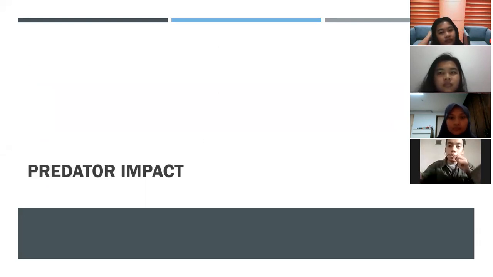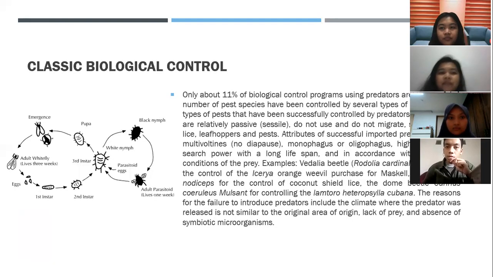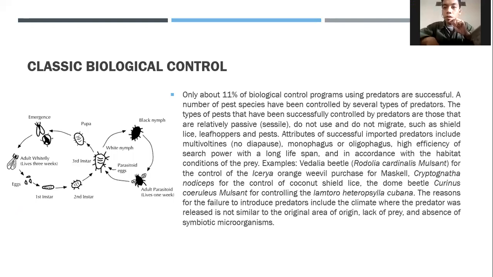Okay, the next one is predator impact. Classic biological control. Only about 11% of biological control programs using predators are successful. A number of pest species have been controlled by several types of predators. The type of pests that have been successfully controlled by predators are those that are relatively passive, do not use flight and do not migrate, such as shield lice, leafhoppers, and mites.